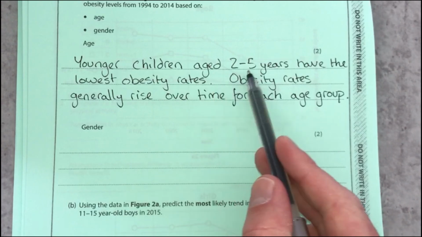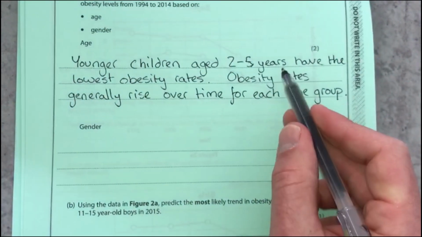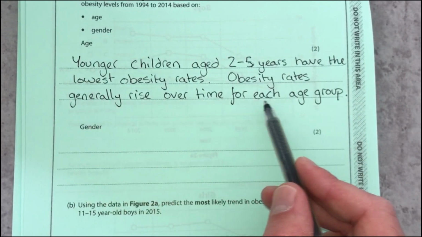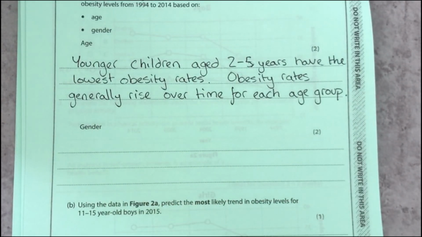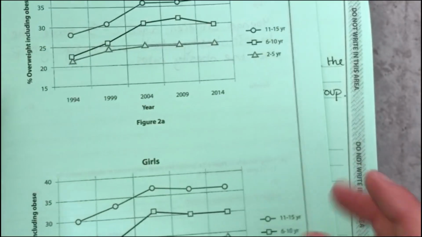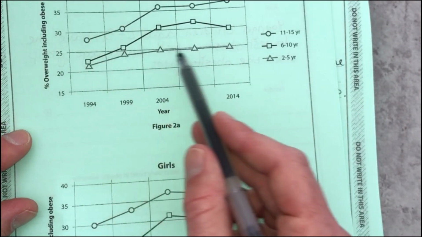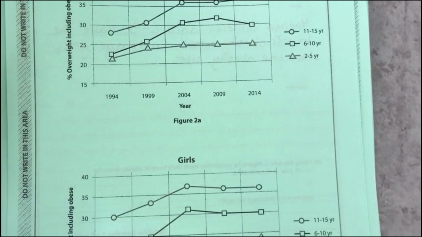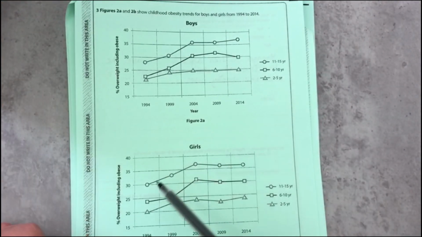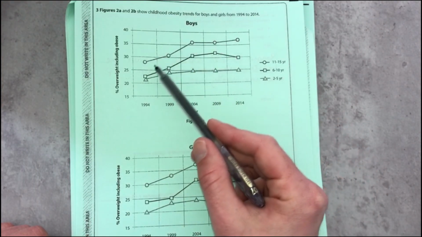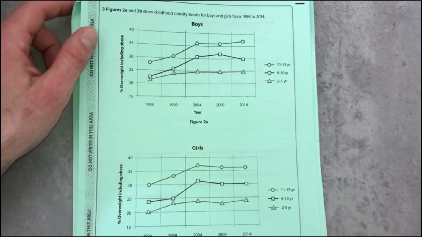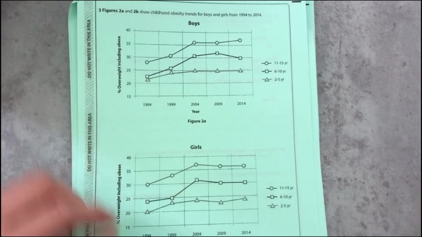Younger children aged 2 to 5 years have the lowest obesity rates. Obesity rates generally rise over time for each age group. We can see younger children here have the lowest obesity rates, 2 to 5-year-olds. Same on the girls, 2 to 5-year-olds have the lowest. And we can also see on both graphs that generally there is a trend increasing with all of the age groups. So that's something we can analyse from the graph.